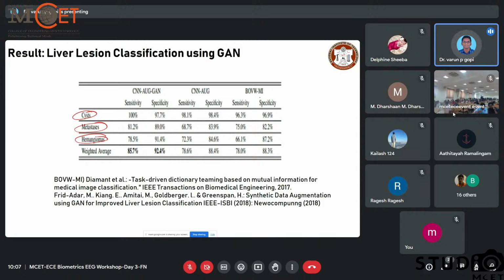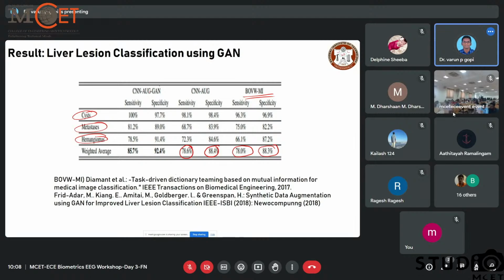Initially they worked with bag of visual words with machine learning. At that time they got an average result of 78% sensitivity and specificity of 88%. Then they did simple CNN augmentation. That means they simply rotated the image, sheared the image, translated the image, and did a lot of geometrical operations. They augmented the data and tried the result. You can see the result improved by just 0.6 here and by 0.1 here.